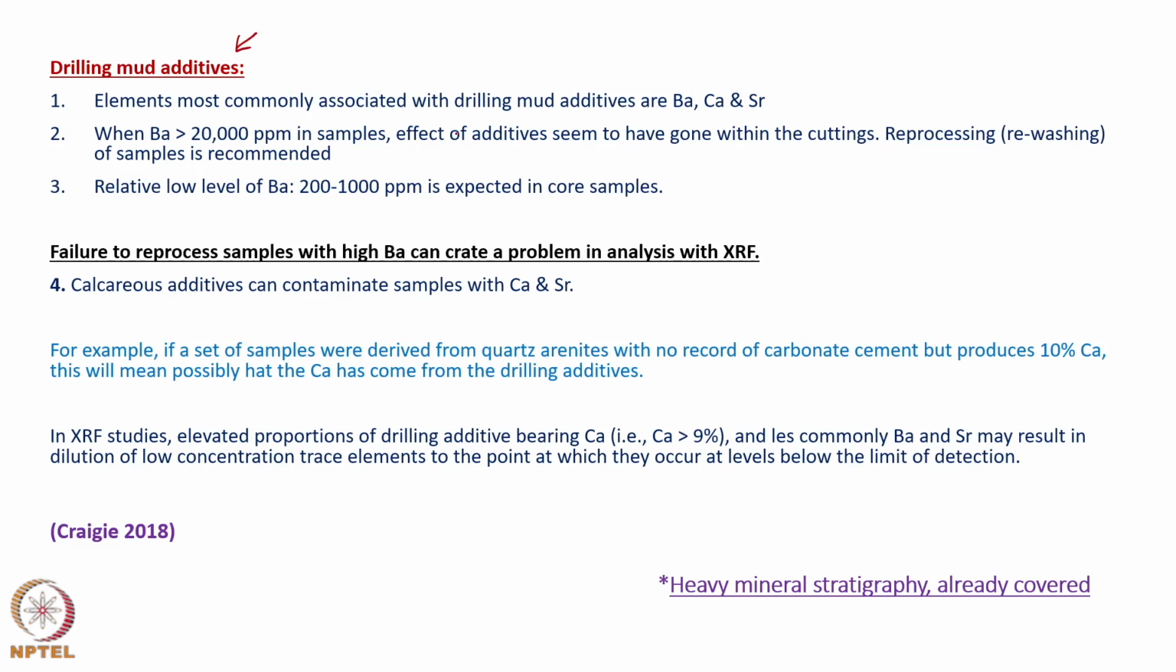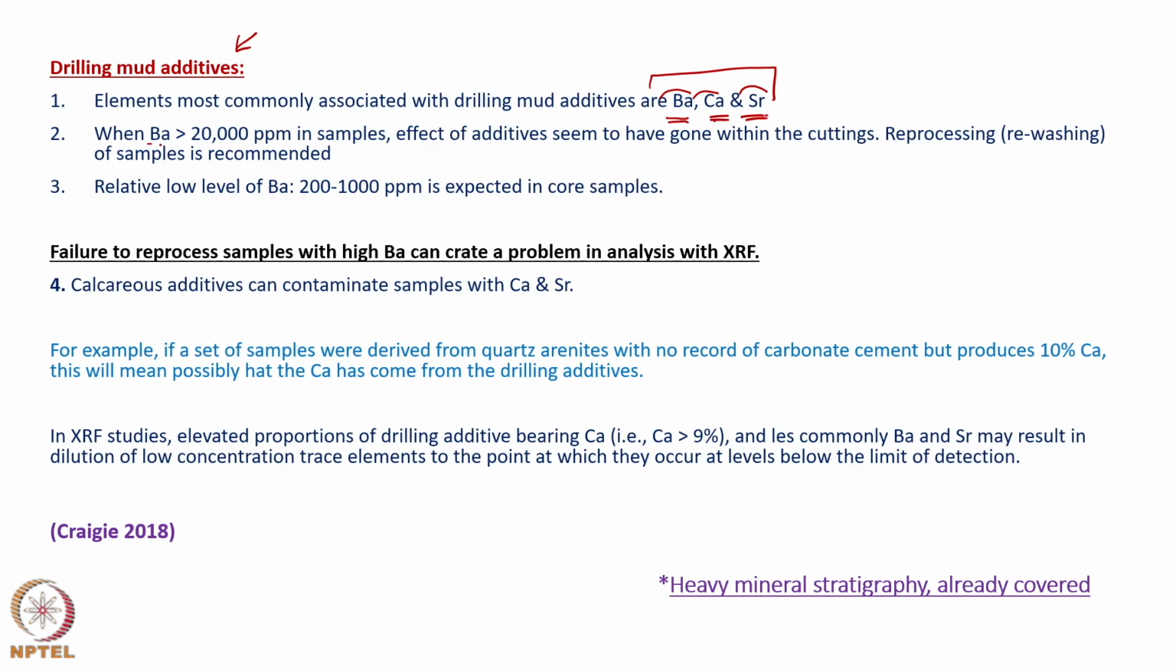Elements most commonly associated with the drilling mud additives are Ba, Ca and Sr. So, in the sample, if we find a spike of Ba concentration, Ca concentration and Sr concentration, a chance exists that the drilling mud additives have been chemically analyzed. So, one has to be careful if such spikes are found. But a Ba spike, Ca spike and Sr spike is also possible naturally within the rock. So, that also is to be remembered.